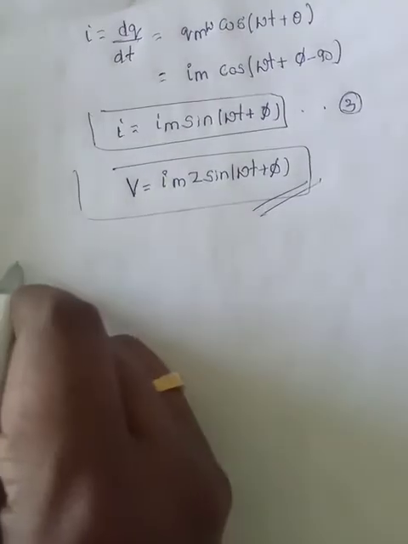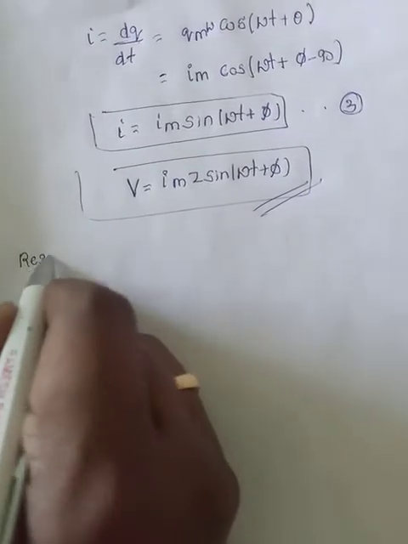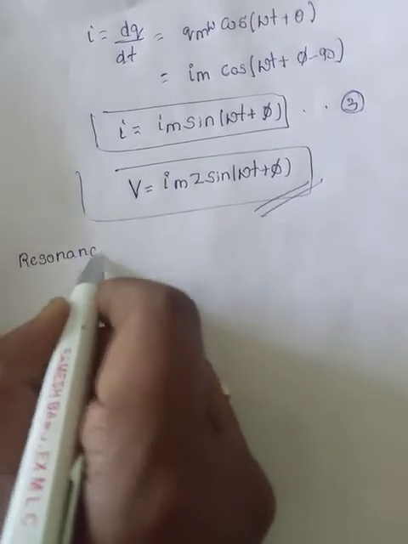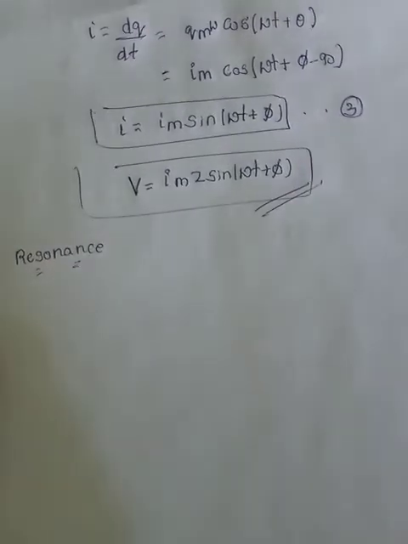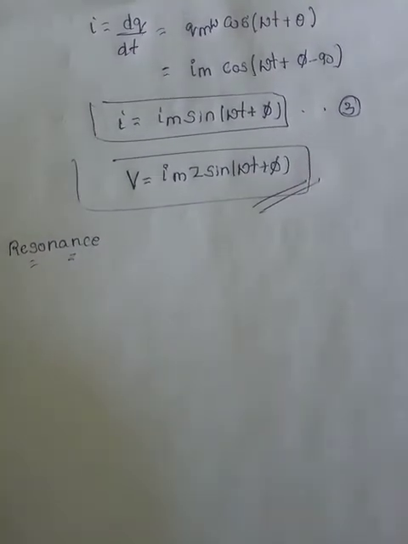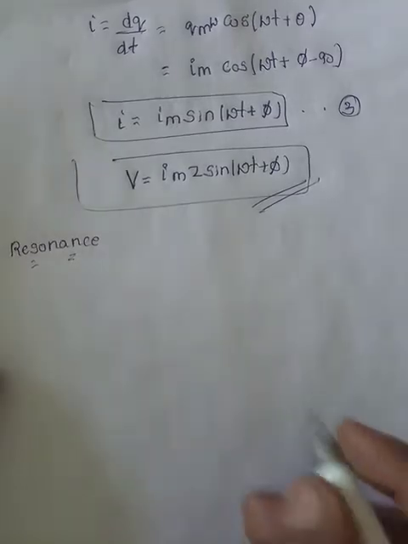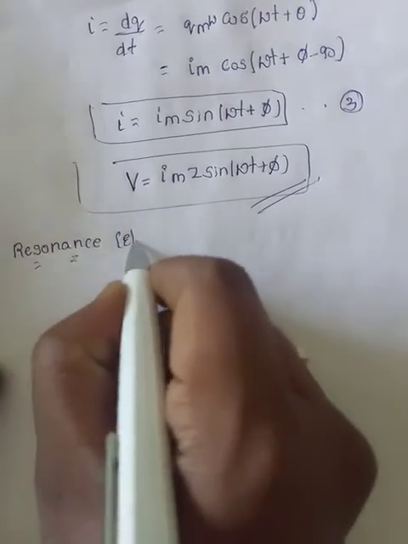Next one is resonance. As you know, resonance in first year, when the applied frequency is equal to the natural frequency, then the vibrations will be of maximum amplitude. The same thing we can get here. When an alternating voltage of particular frequency is applied to a series LCR circuit, the circuit current becomes maximum. That circuit is called a resonant circuit, and the phenomenon is called electrical resonance.